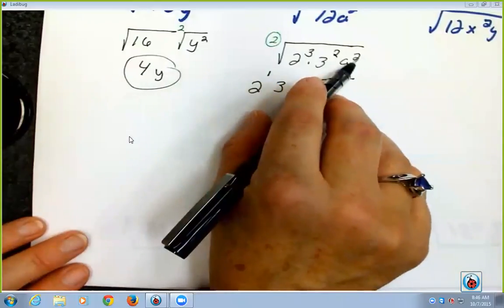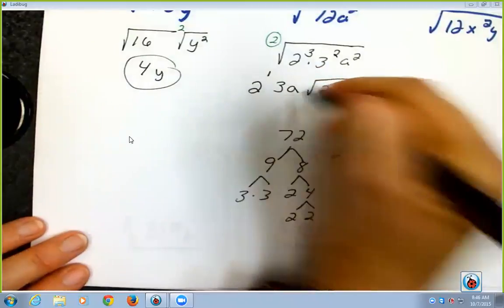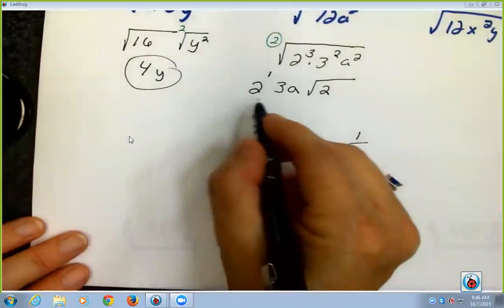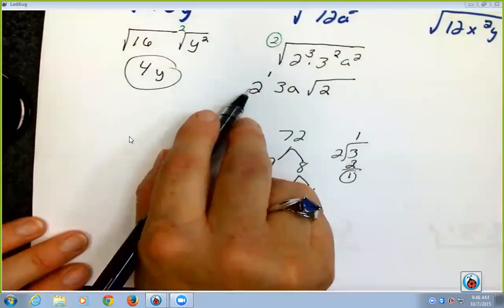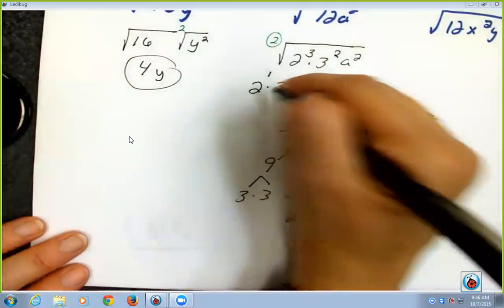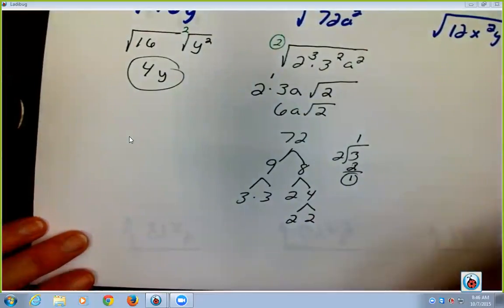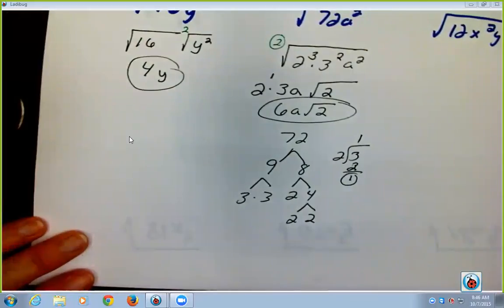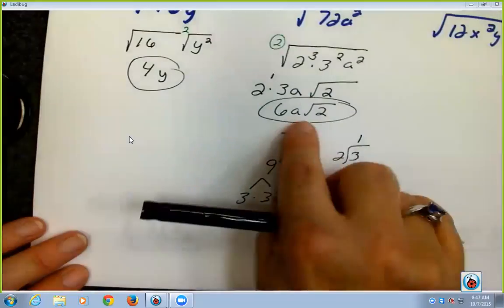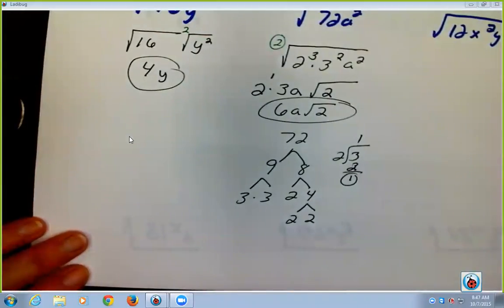2 goes into 2 on the A, that means I pull out 1A, and so this becomes my answer. But now I need to multiply 2 times 3, and I get 6A, the square root of 2. This becomes my simplified answer, okay? So that becomes a simplified piece to this one.